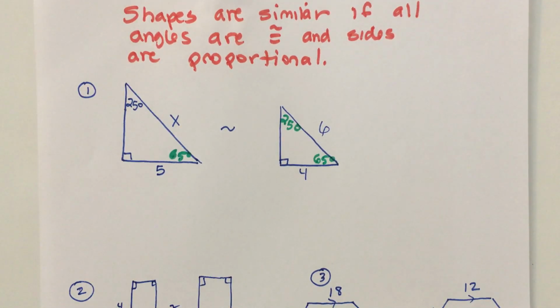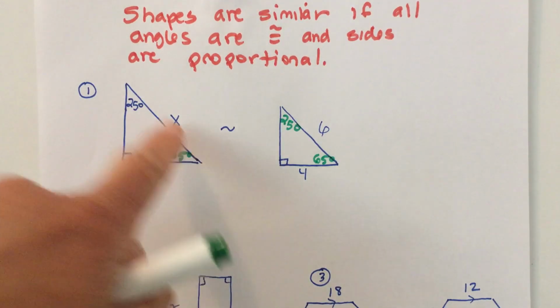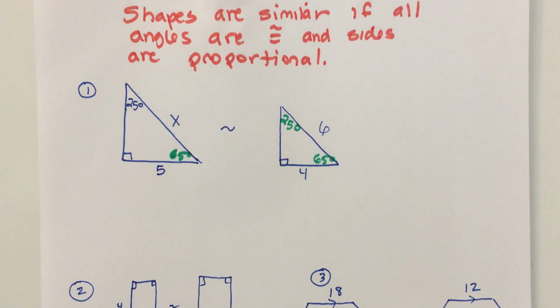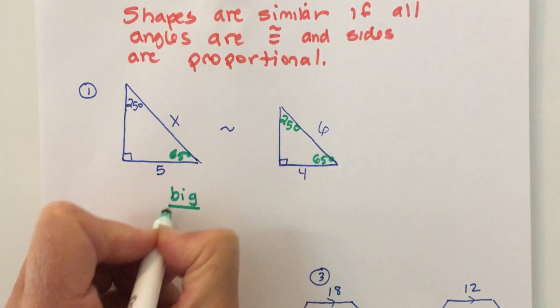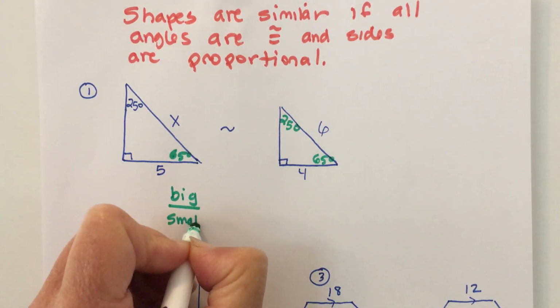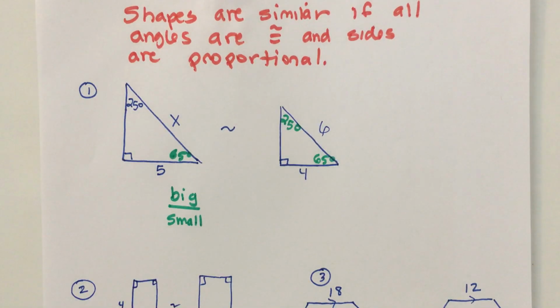When we have an unknown side, so see that's an X, okay, what we have to do is set up a proportion. And when you set up a proportion, you have to be super consistent about where you put the numbers. So what I'm going to do is write big on the top and small on the bottom. And that's completely optional, by the way, like small over big also works. But I'm just going to write that as a reminder.